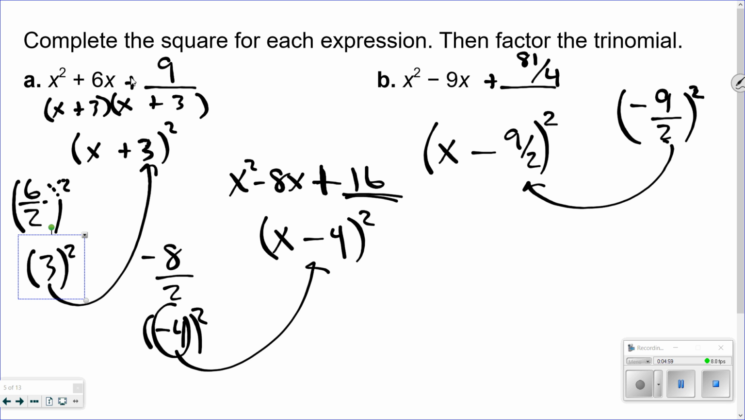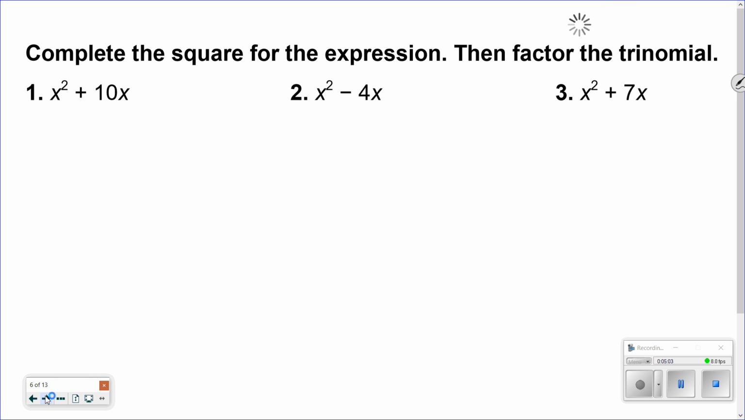This is the first few steps of this new method we're learning. So we're going to practice with that. Let's just pick, why don't you guys try number one, pause the video, try number one, and then come back and we'll double check.